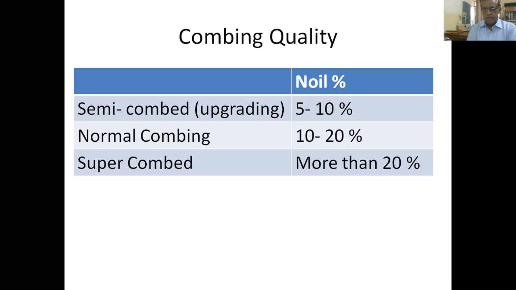If production is more important and we want only a slight improvement in quality, then semi combing will be preferred, and we will remove only 5 to 10% noil. This upgrading is followed when production is more important. For very fine sarees, dhotis, and super fine counts of 100, 120, 140 count, very good quality cottons are used: American cotton, Egyptian cotton, Vara Lakshmi cotton, Digvijay. In that case, noil is more than 20%.